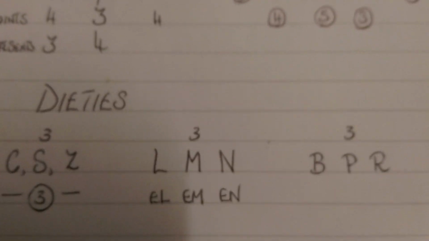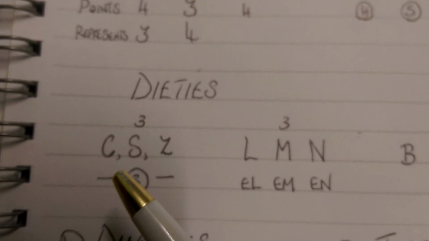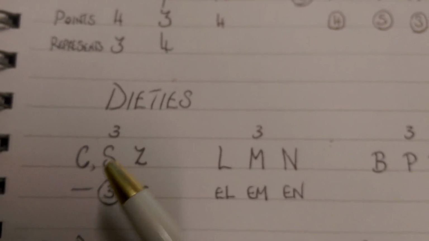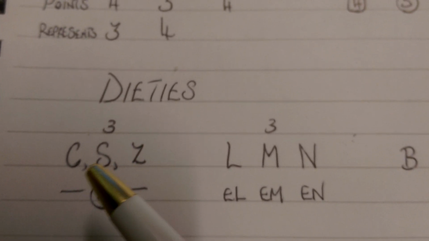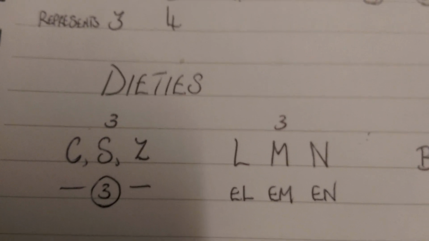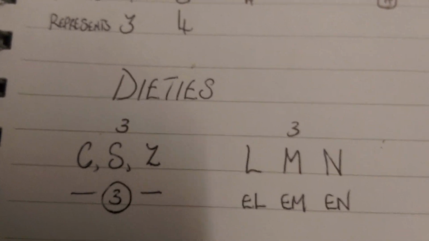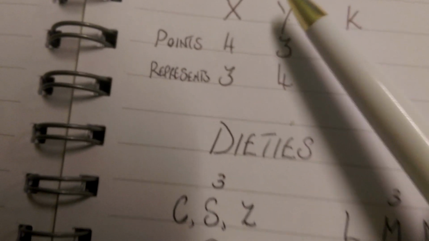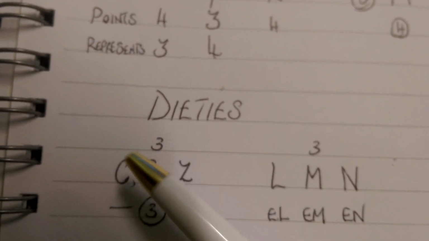Now your next group is the deities. Again, there's a group of 3. So you have C, S and Z. C, obviously, because it is pronounced like sea, when you see something, or the ocean. The S is the shape of the sound wave.